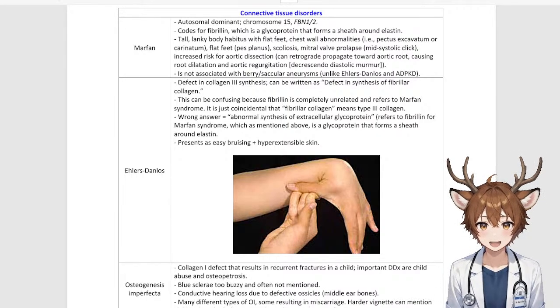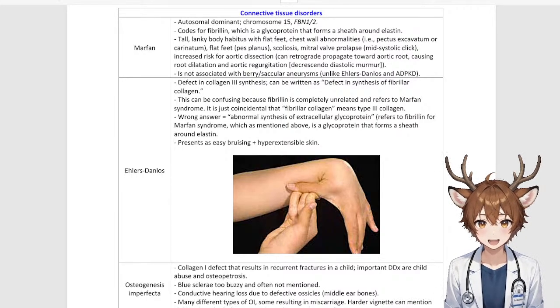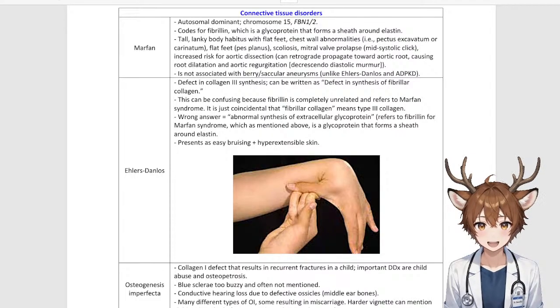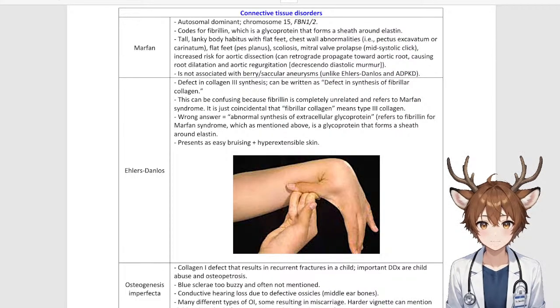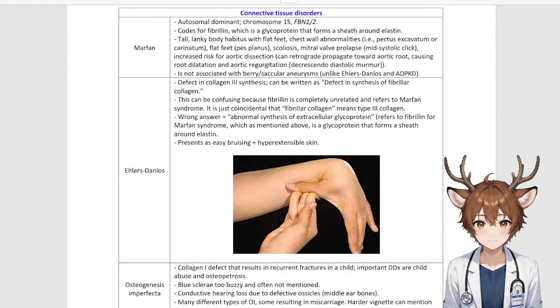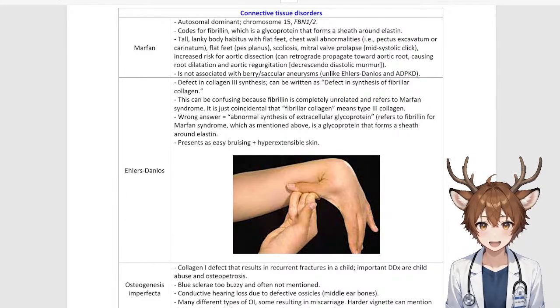Defect in collagen 3 synthesis can be written as defect in synthesis of the fibrillar collagen. This can be confusing because fibrillin is different. So it's not associated with berry/saccular aneurysm, unlike Ehlers-Danlos.